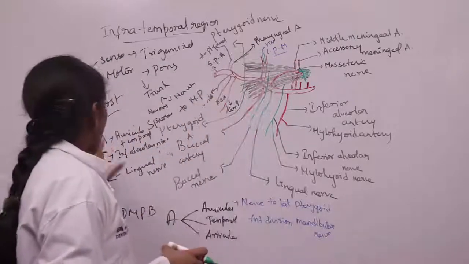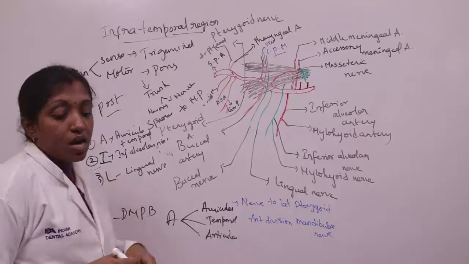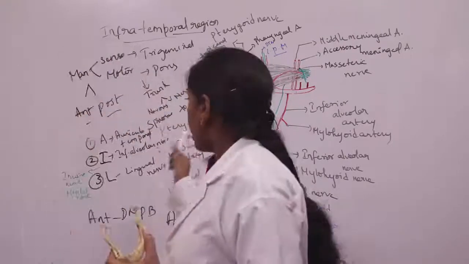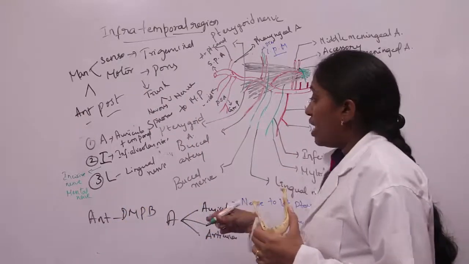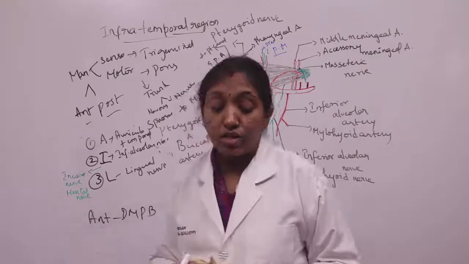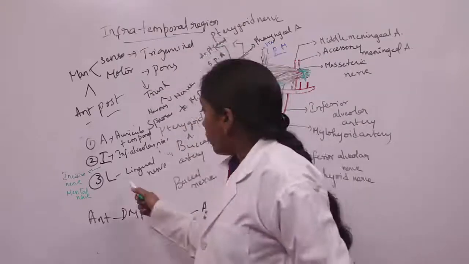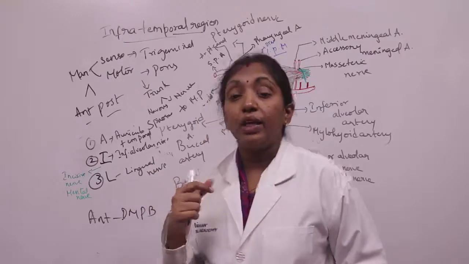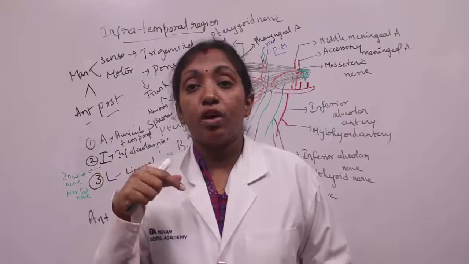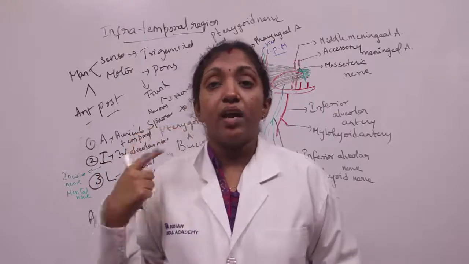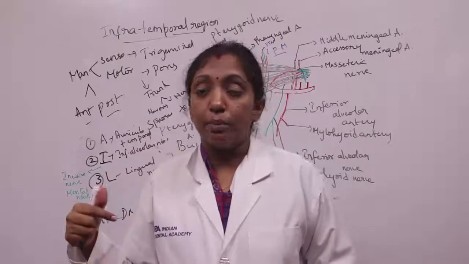And coming to the last branch of the posterior division of the mandibular nerve, the lingual nerve. The lingual nerve also emerges from the lower part of the lateral pterygoid muscle. It carries general sensations from the anterior 2/3 of the tongue, and we can palpate the lingual nerve 1 cm below the third molar tooth.